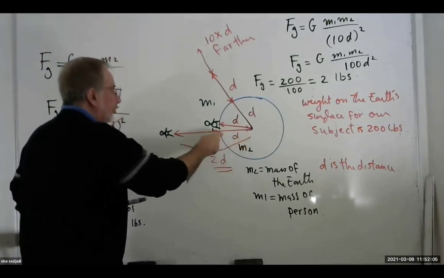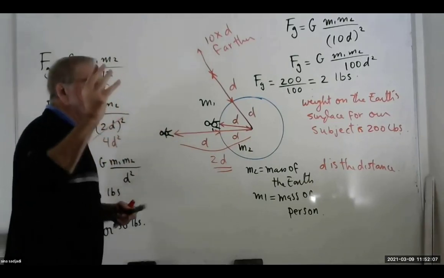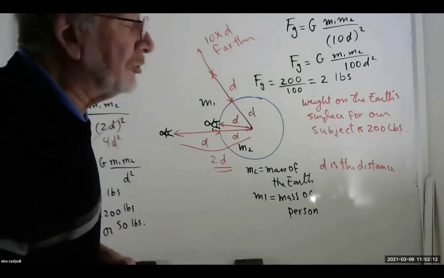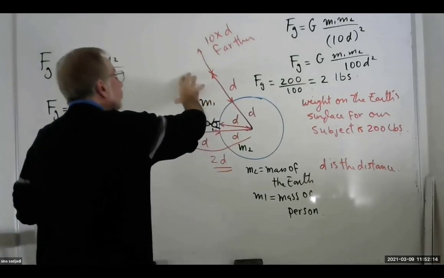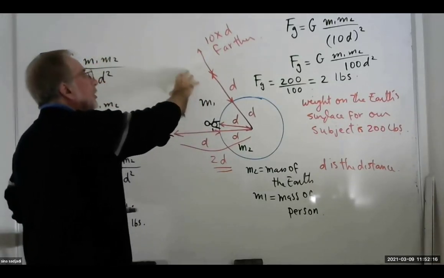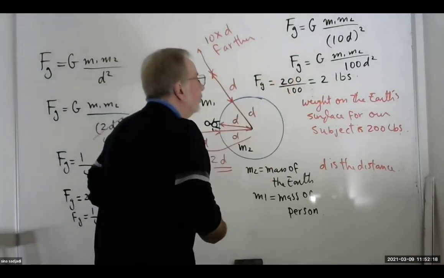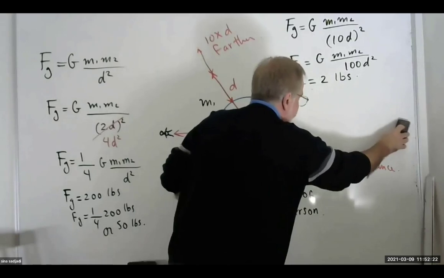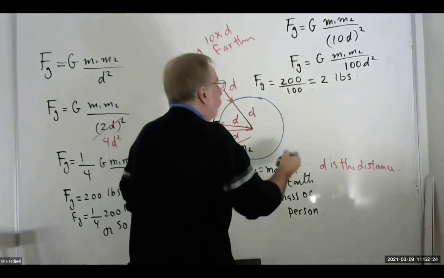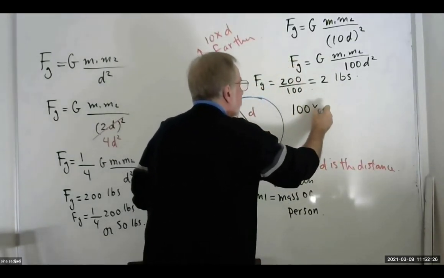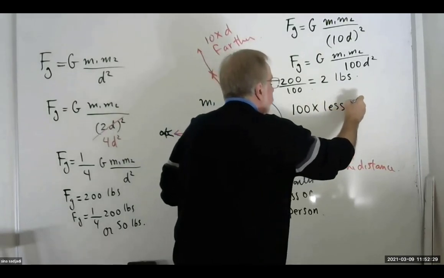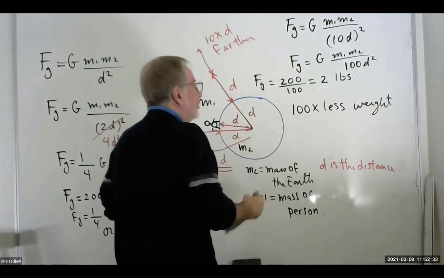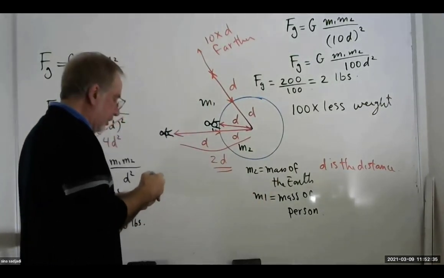So here we go twice as far, our weight is 4 times less. 200 pounds will be 50 pounds. If you go 100 times farther, then your weight is going to fall 100 times less. 100 times less weight. So that's why it's 2 pounds.